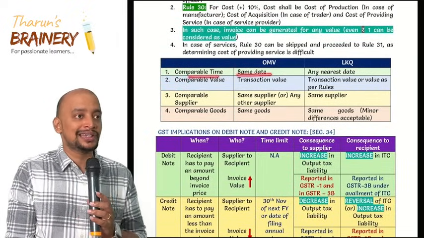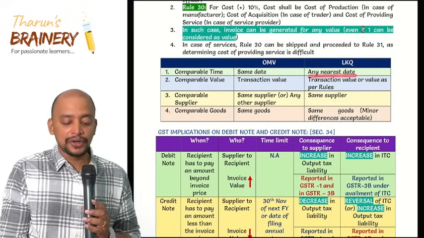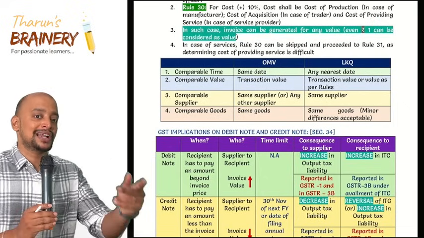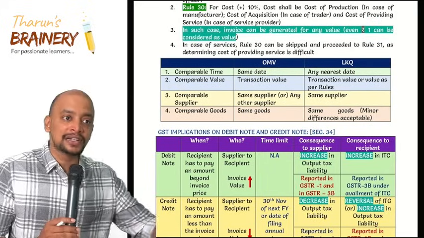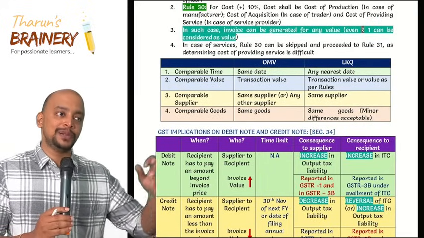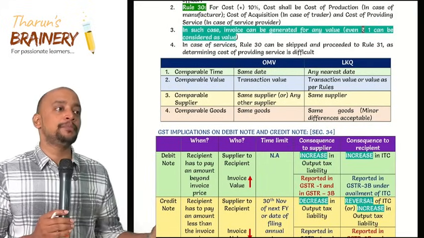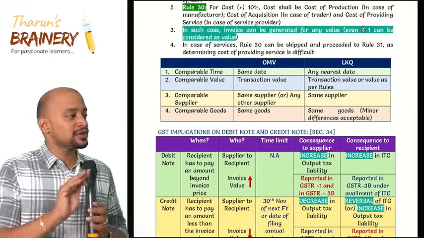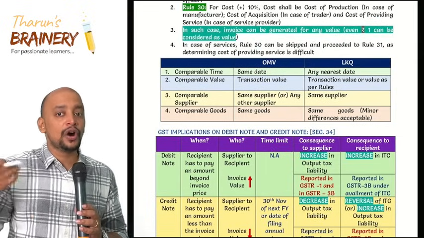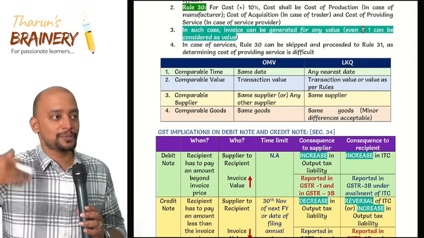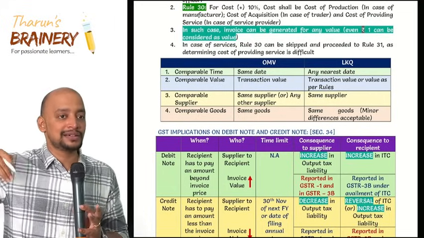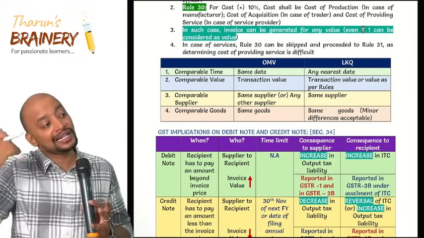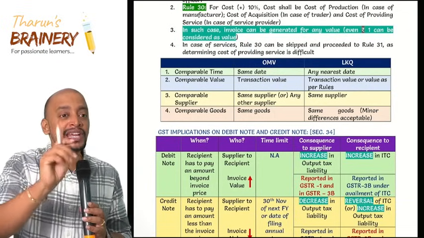Comparable time will be the same date in case of open market value, whereas for LKQ any nearest date. And comparable value, in case of open market value, the comparable value should also be transaction value only, which means between two unrelated parties, whatever value has been taken, that should be taken. Just like in income tax transfer pricing, the comparable uncontrolled price method, CUP method, that should be taken. Whereas LKQ is not like that, either we can take transaction value or we can take value as per rules also, means some other transaction where the value is determined as per rules. Can that also be taken as like, kind and quality? Yes, but open market value should always be the transaction value.